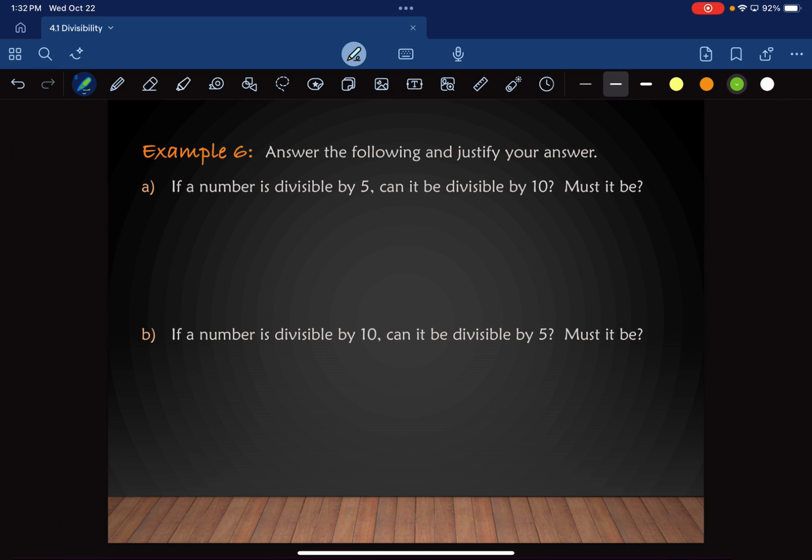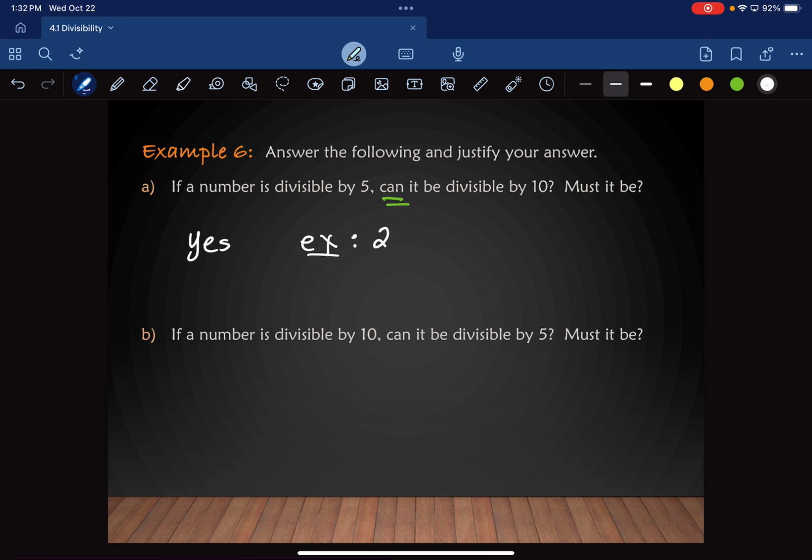All right, let's look at some stuff about tens. If a number is divisible by 5, can it be divisible by 10? Keyword is can. If it's divisible by 5, can it be divisible by 10? Somebody should say yes. Sometimes, yeah, it can be, right? So yes, it can. Can you give me an example? Because this is asking for basically a justification that it sometimes works.